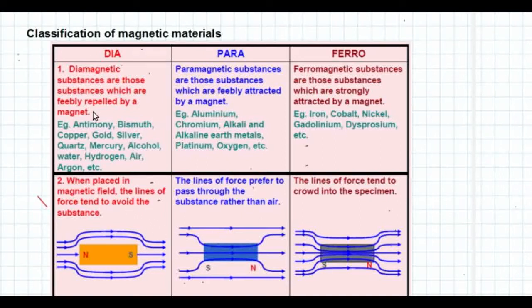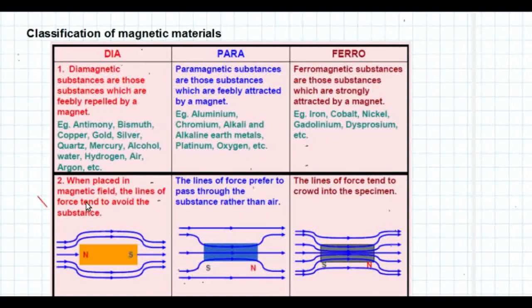So this is how their magnetizations are different. One is feebly repelled, that means its magnetism will be opposite to that of the applied magnetic field. And para is feebly attracted, that means it will have the same type of magnetism but it is feebly attracted. And ferro means it is strongly attracted by the external magnetic field.